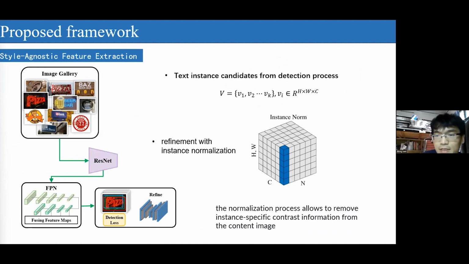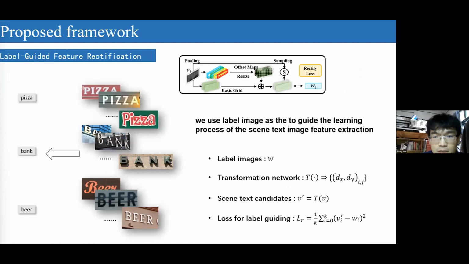After the detection, the text instance features are further refined with instance normalization, which removes instance-specific information from the content images, in this scenario, the texture information. Now, we have the query text feature and the textual image feature.